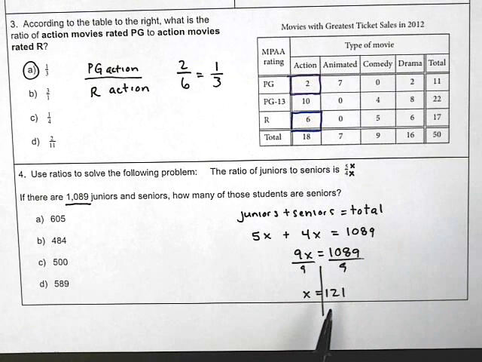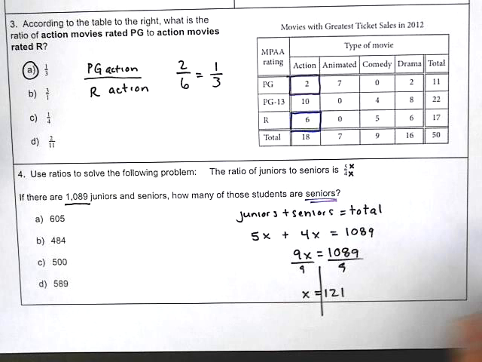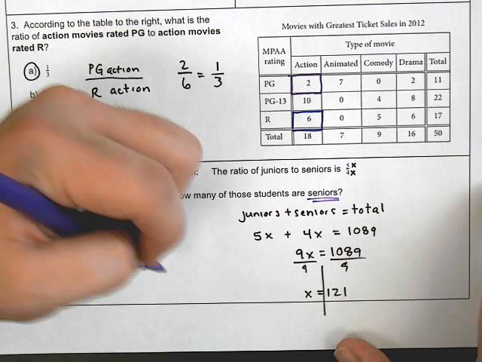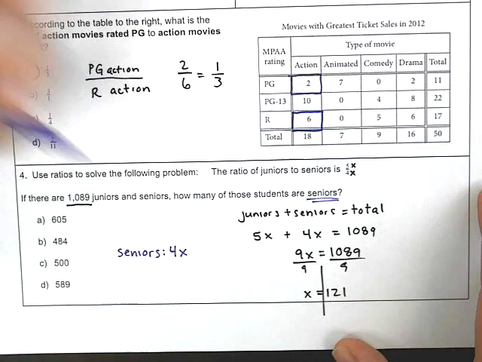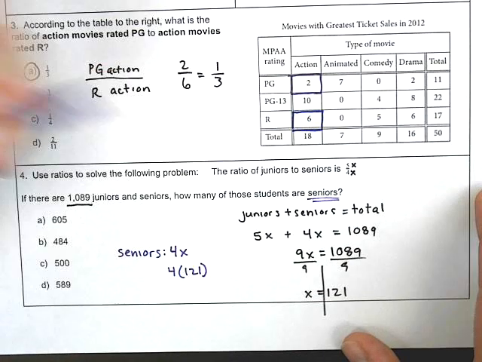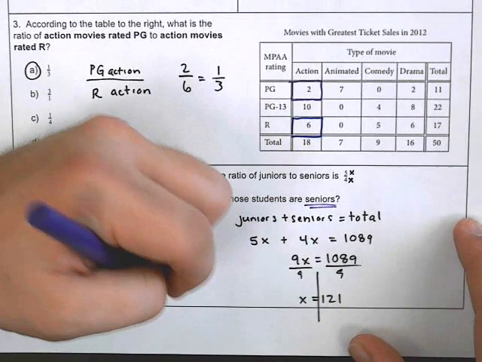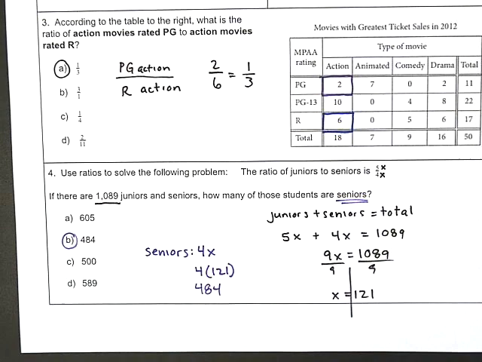Again, it's the multiplier. The last thing we have to understand is that if we want the number of seniors, the seniors we said was 4x. But if x is 121, then I'm going to do 4 times 121. When I do 4 times 121, I get 484, which is why I am going to circle letter B. Okay, so that was ratios.